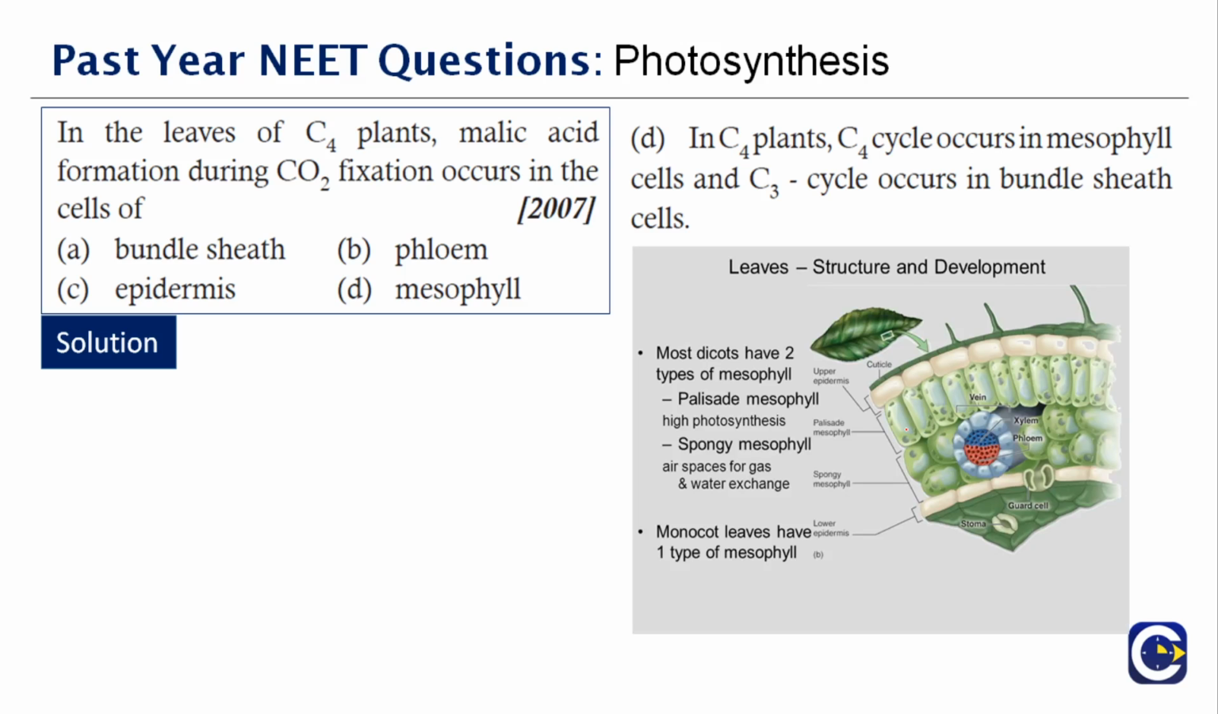So here you have a picture which depicts that. Most dicots have two types of mesophile. What is it? Palisade and spongy. Palisade is high in photosynthesis. Spongy increases the airspace for gas and water exchange. Monocot leaves will only have a single type of mesophile. The correct answer is option D.